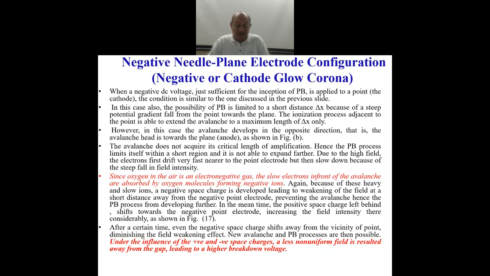Under the influence of the positive and negative space charges, a less non-uniform field results away from the needle, leading to a higher breakdown voltage. That means in the case of negative polarity applied to the needle electrode, because of this space charge effect, a less non-uniform field results in the gap, which leads to a higher breakdown voltage as compared to the positive polarity applied to the needle electrode.